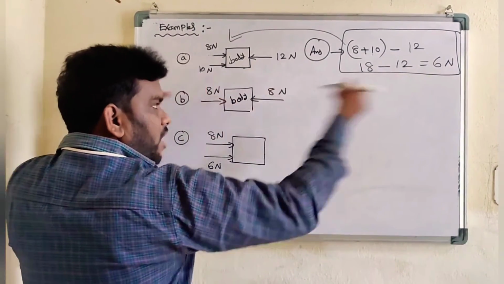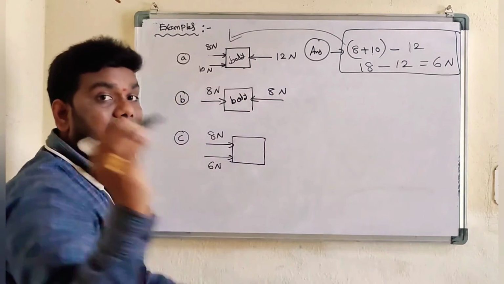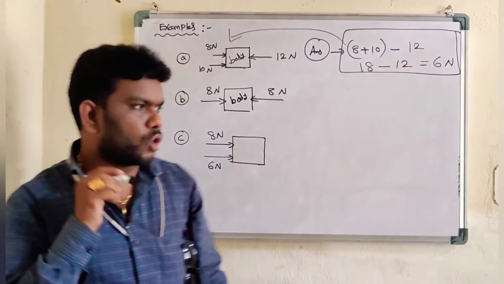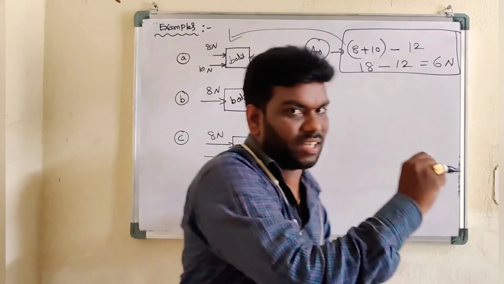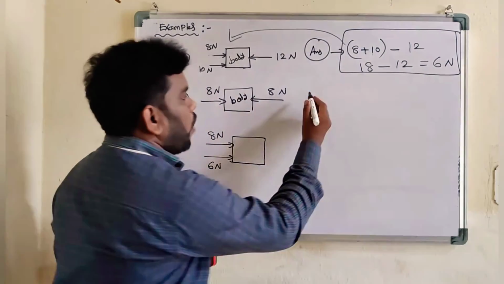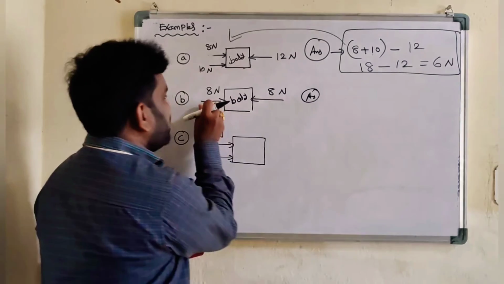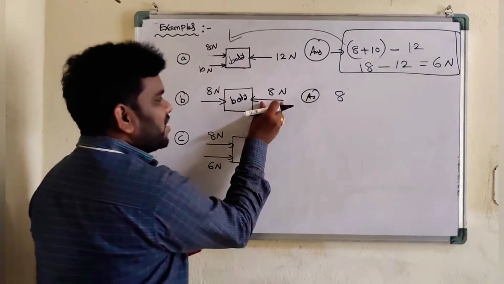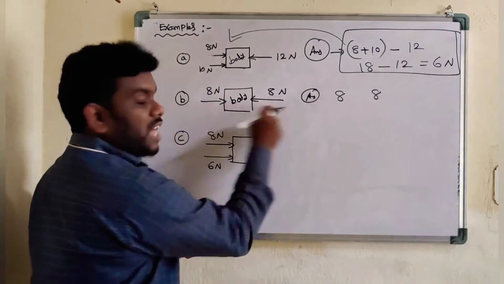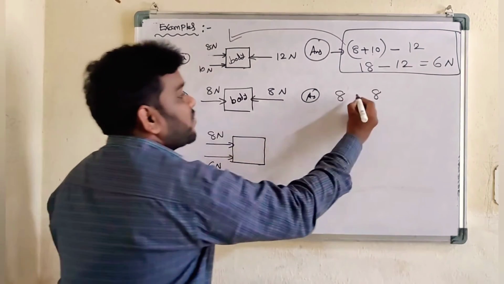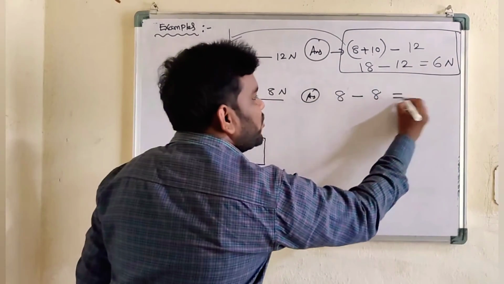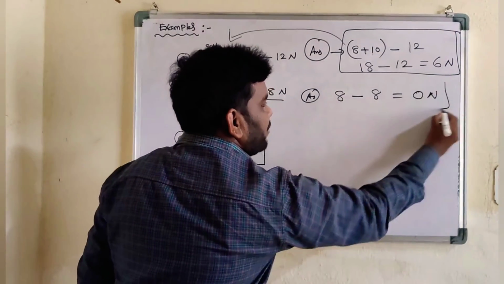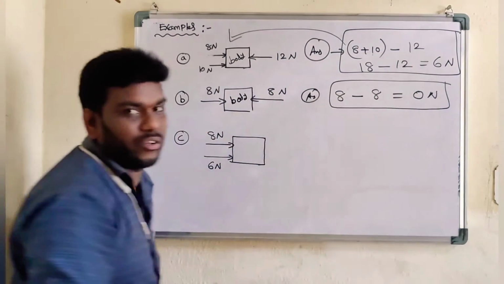Right side, left side. These are both in opposite direction. So this is plus, so this is minus. This is plus, so this is minus. So what is your answer? What is this force? 8. What is this? 8. We both are in opposite direction. That's why the minus symbol. So 8 minus 8, 0. N means Newton. 0 Newton force.